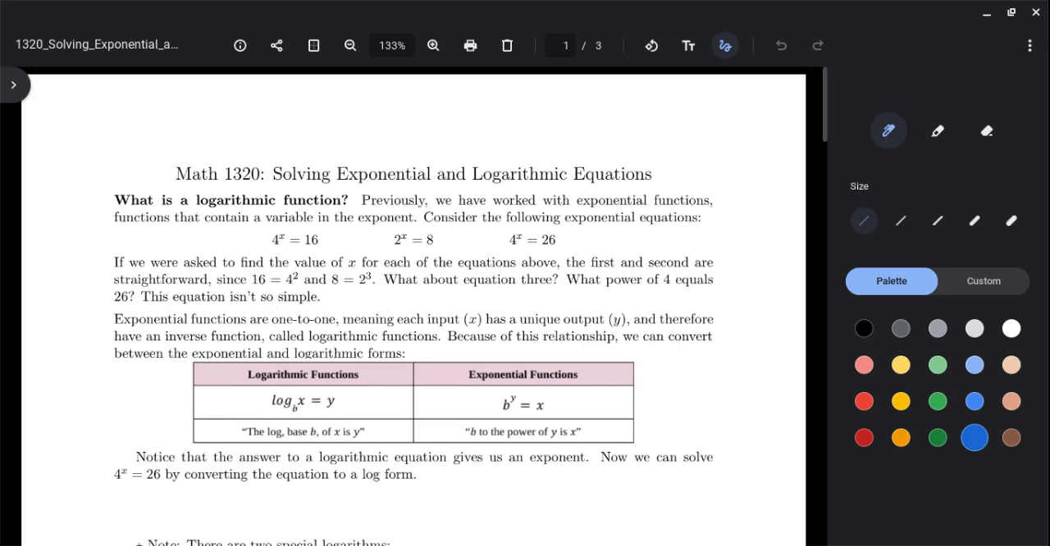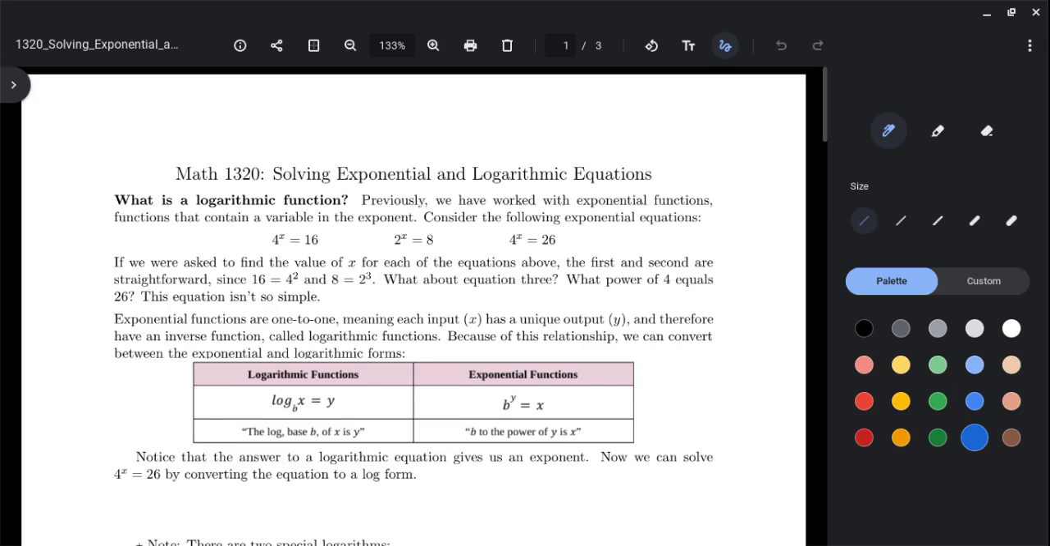We have worked with exponential functions prior to this topic, and I want you to consider these three exponential equations. We have 4 to the power of x equals 16, 2 to the power of x equals 8, and 4 to the power of x equals 26. We know that these are exponential equations because the variable in all of them is located in the exponent.